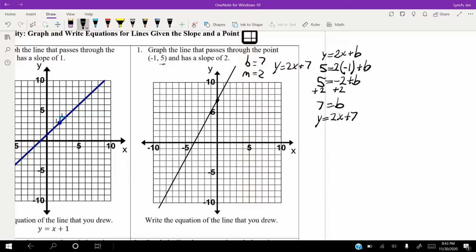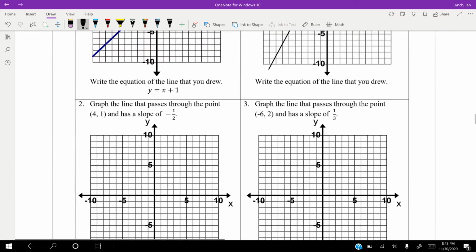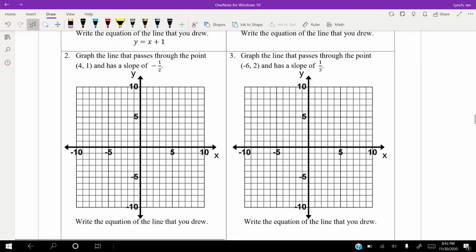All right, so now I'm going to alternate these ways, guys, show you how they're both used. All right, graph the line that passes through the point 4, 1. So I'm going to go over 1, 2, 3, 4, and up 1. And has a slope of -1/2. Well, if it's a -1/2, that means I'm going to go down each time I go right 2. So I'm going to go down 1 and right 2, down 1 and right 2.